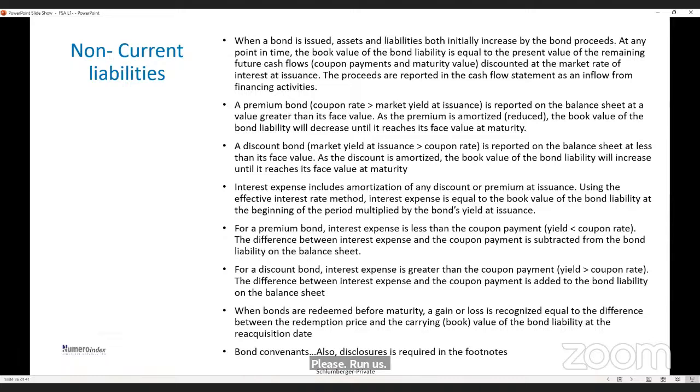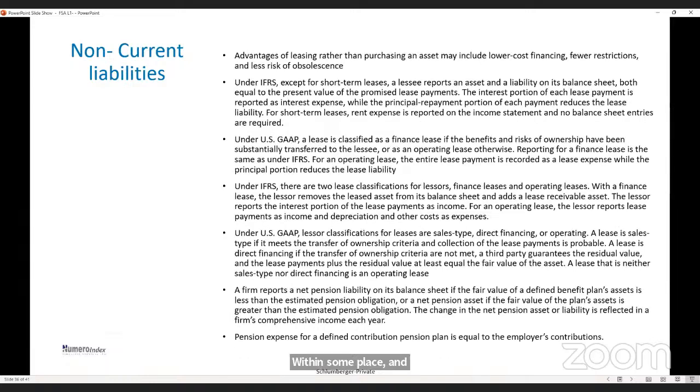So when the bonds are redeemed before maturity, a gain or loss is recorded equal to the difference between the redemption price and the carrying value of the bond liability at acquisition. So the gain or loss is going to be equal to the difference between the redemption price and the carrying value at that time.